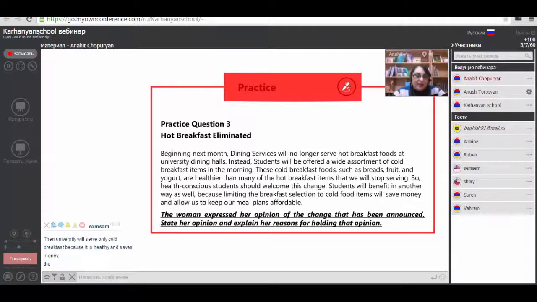Then it saves money. It is healthier and it saves money. So students, you can say this way that the university announced the change of hot breakfast to cold breakfast because this way it is healthier and it saves money. Okay, so these are the two main things.